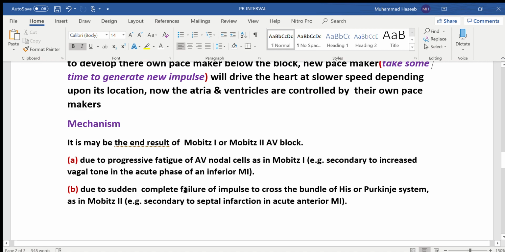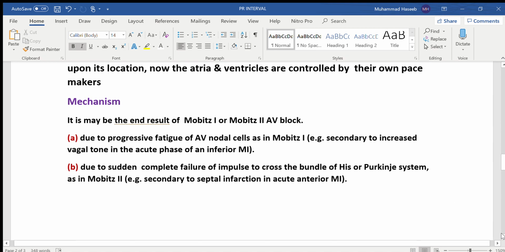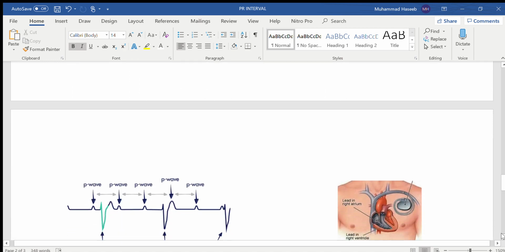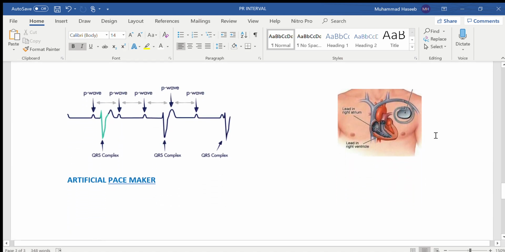Then, due to the sudden complete failure of the impulse to cross the bundle of His or the Purkinje system as in Mobitz type 2, this is usually secondary to septal infarction in acute anterior wall myocardial infarction. And this third degree heart block and Mobitz type 2 heart block are treated by the pacemaker.